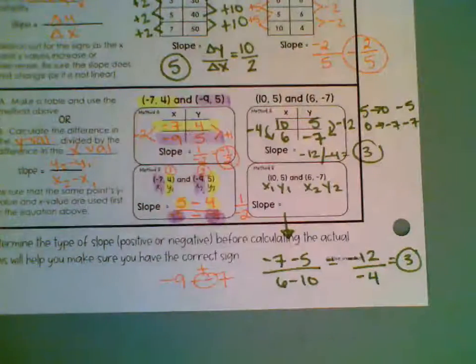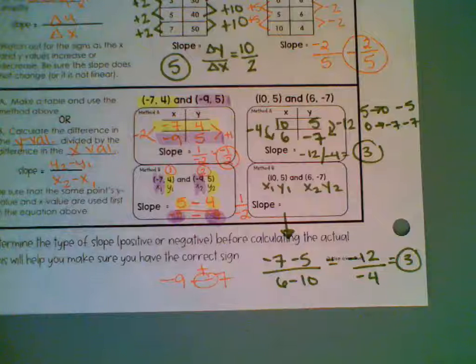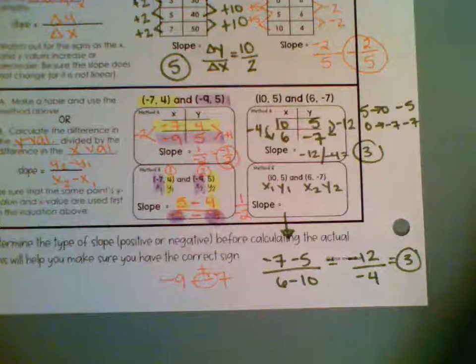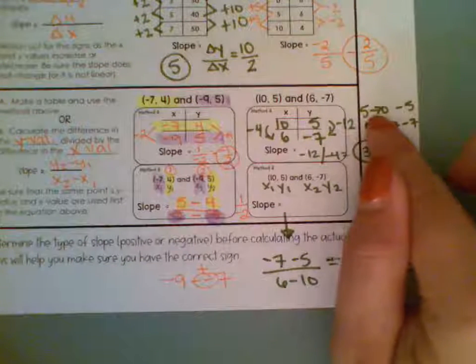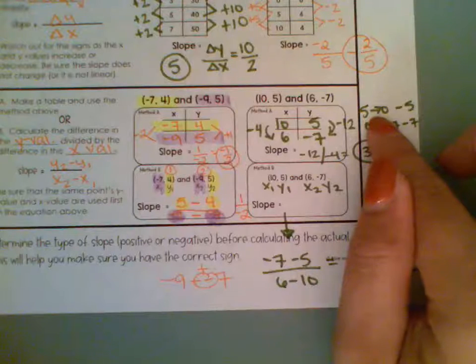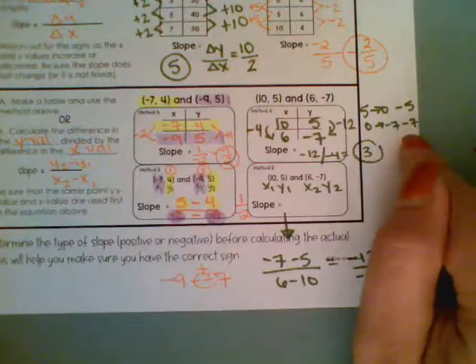So you should have gotten a 3 for both of them. When you're doing the table, 5 to negative 7 is kind of confusing to me. So what I did was I went 5 to 0. So I knew that was a subtract 5. Just go 5 to 0, like thinking about the number line. And then I went 0 to negative 7. So negative 5 and then another negative 7 together made the negative 12.